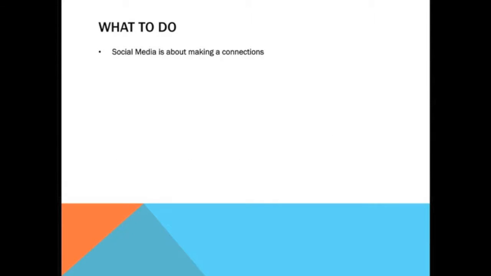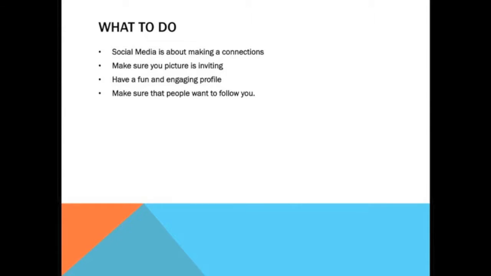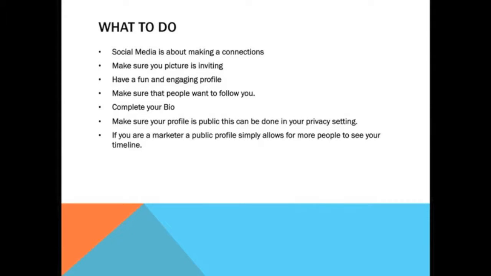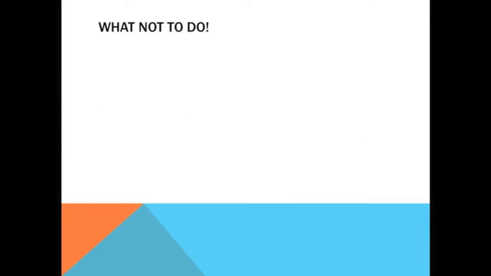Here's what to do. Social media is about making connections. Make sure that your picture is inviting. Make sure you have a fun and engaging profile. Make sure people want to follow you. Complete your bio. Make sure your profile is public. This can be done in the privacy settings. And if you're a marketer, make sure your profile is public. This allows people to see what you're doing. If your profile is private, I know some of us feel like we're private people, but we want to get more eyes on what we're doing. We want to allow people to be nosy and see what we're doing. And make your profile so that people cannot just post on your timeline.